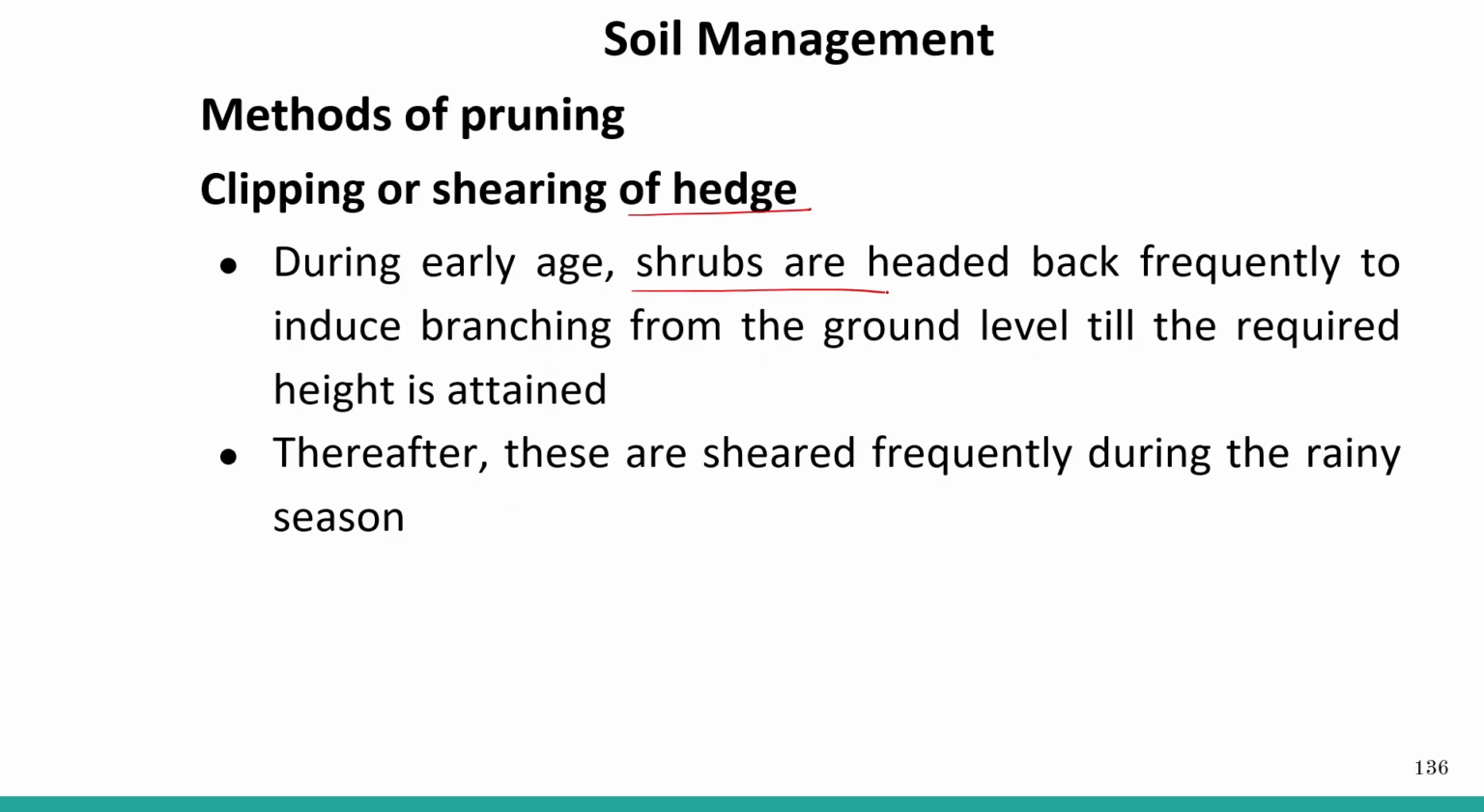During early age, shrubs are headed back frequently to induce branching from the ground level till the required height is attained. So to promote branching in the shrubs of some of the plants, this pruning is done. At the early age, shrubs are headed back frequently, a number of times, so that branching is induced from the lower level. And thereafter, they are sheared frequently during the rainy season.